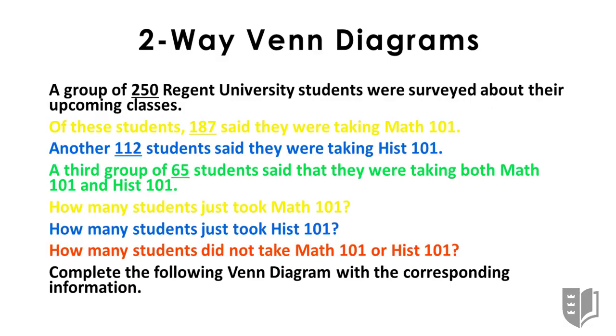Today we're going to be looking at the following problem. A group of 250 Regent University students were surveyed about their upcoming classes. Of these students, 187 said they were taking Math 101. Another 112 students said that they were taking History 101. A third group of 65 students said that they were taking both Math 101 and History 101.